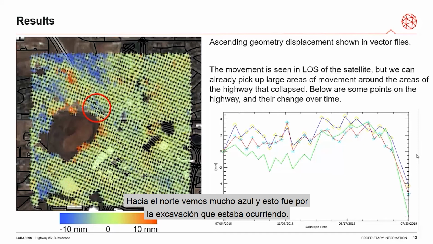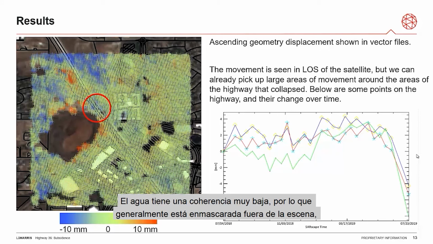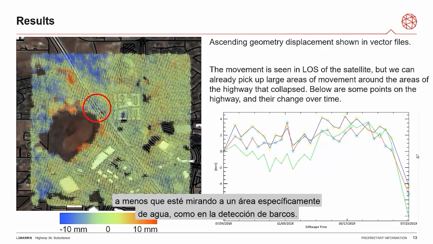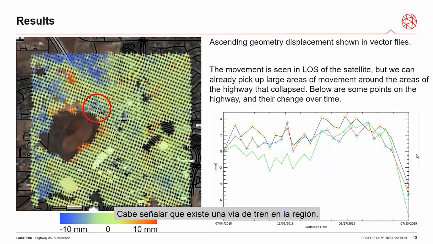However, a little bit south of that open region, that is the lake bed that was right next to the highway, as you can see. Water has very low coherence, and so it is usually masked out of any kind of SAR processing unless you're specifically looking at water, such as shift detection. But we can also see along the southern face of that lake bed, there's also a lot of movement there as well. Let it be noted, there is a train track that goes through that region, so something to take a look at in the future, I believe.